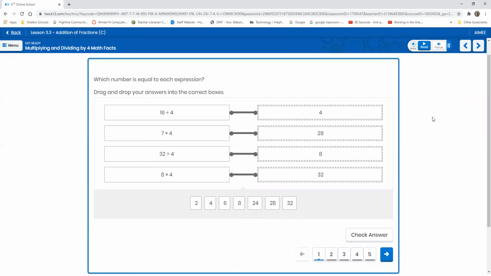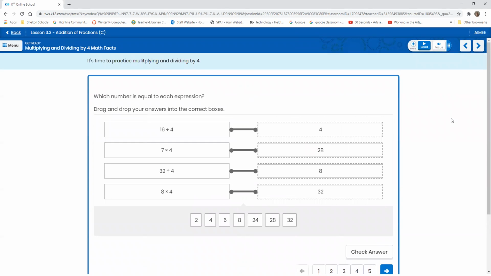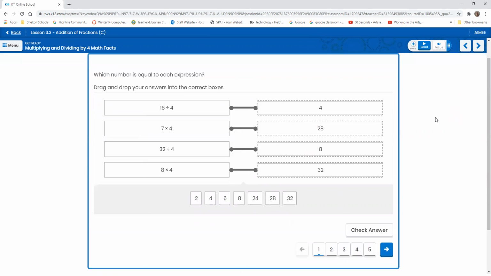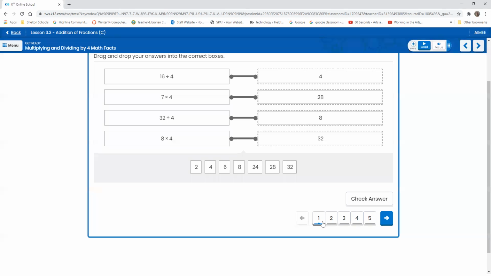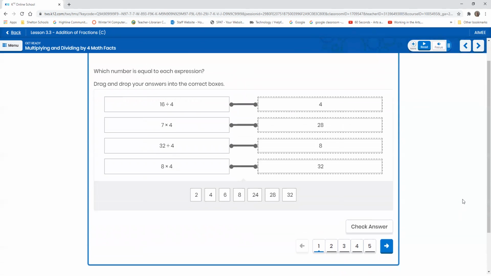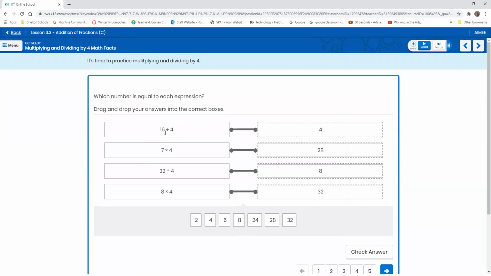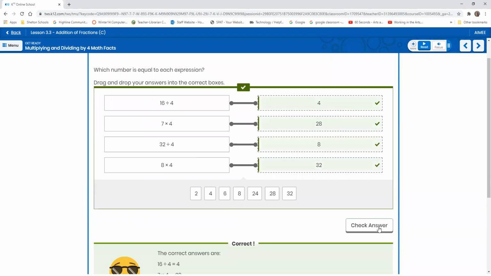The first few slides are just a refresh of multiplying and dividing by 4. Excuse me. So remember, when you're doing the lesson, I would really like you to do half of the slides, which means since we have 5 slides here, you should be doing 3 slides, okay, of the problems at least, and checking your answers. So you can see here, I did 16 divided by 4 is 4, 7 times 4, and I clicked and dragged 28 up there. 32 divided by 4 was 8. 8 times 4 was 32. And then let's check our answers.